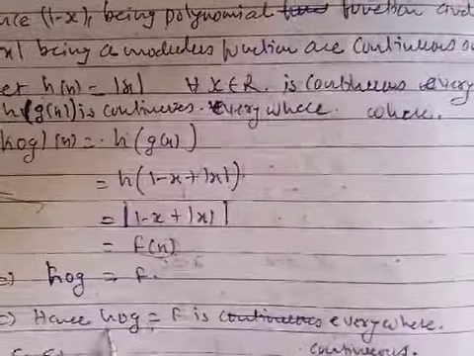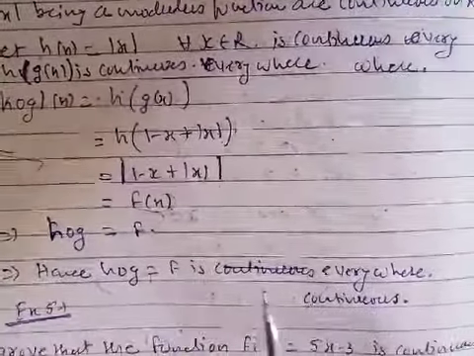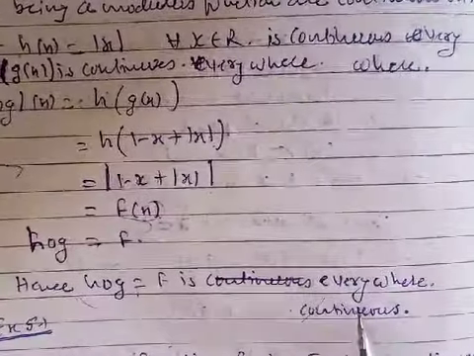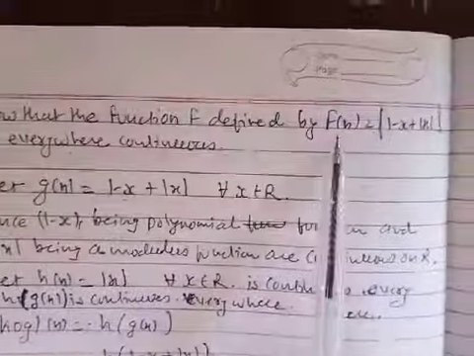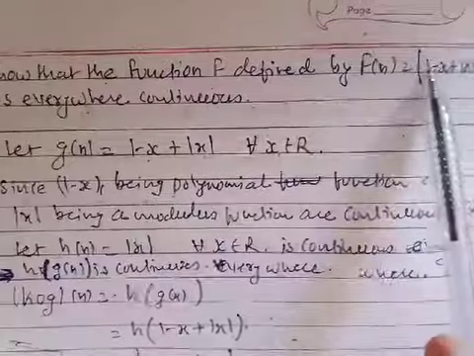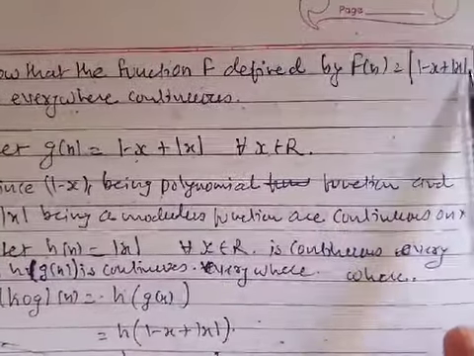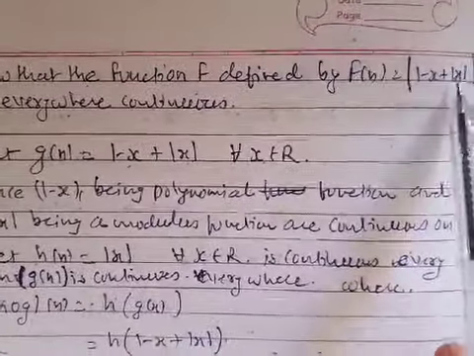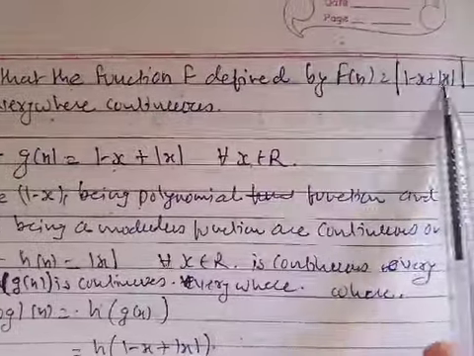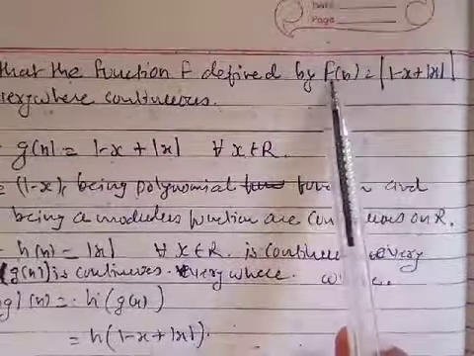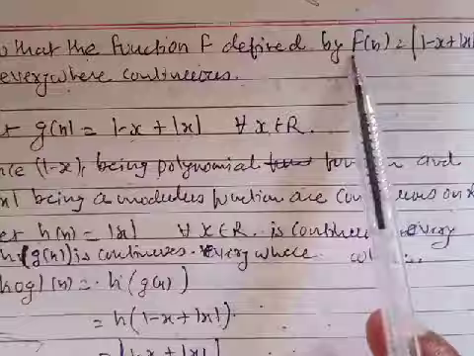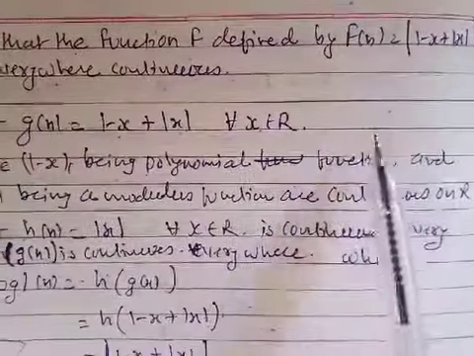Therefore f of x is also, therefore f is also continuous everywhere. Is it? How can we show that the function f is continuous? If we take g of x and mod of x as h of x, and h of g of x is continuous and h of g of x is equal to f of x, then we can say that f of x is continuous. That same thing we did here.